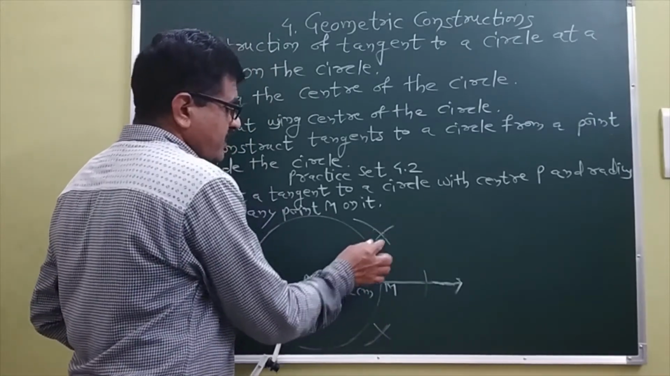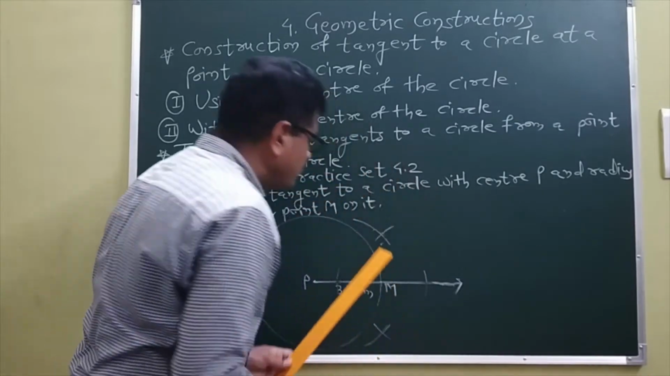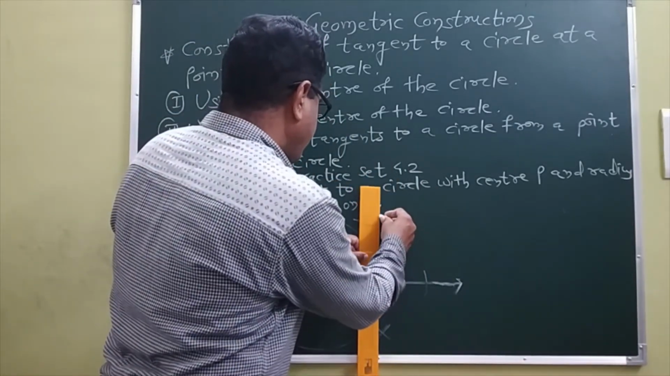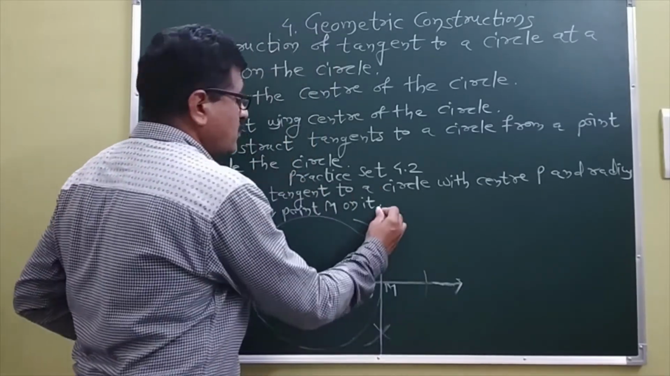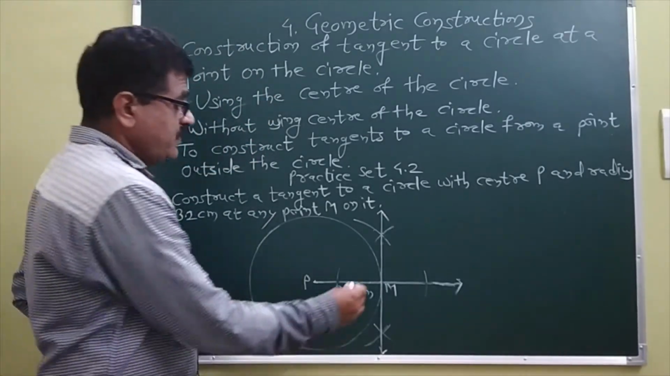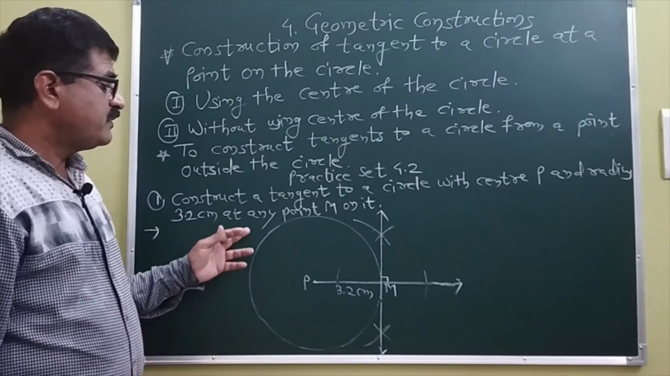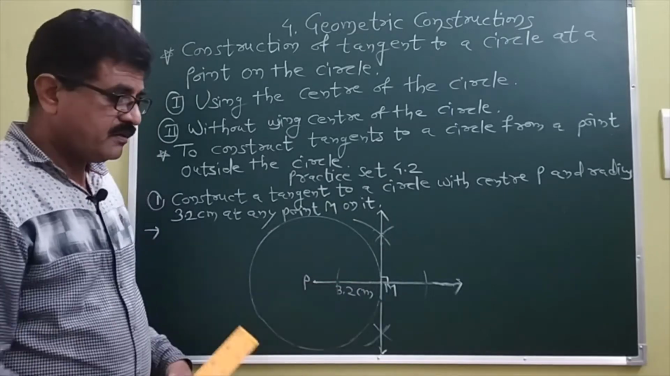Now join these two intersecting points. We get a tangent line passing through point M. This line is perpendicular. This is our answer. This is a tangent line passing through point M.